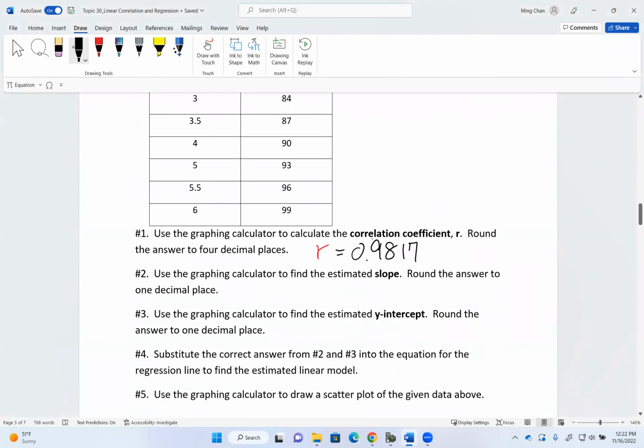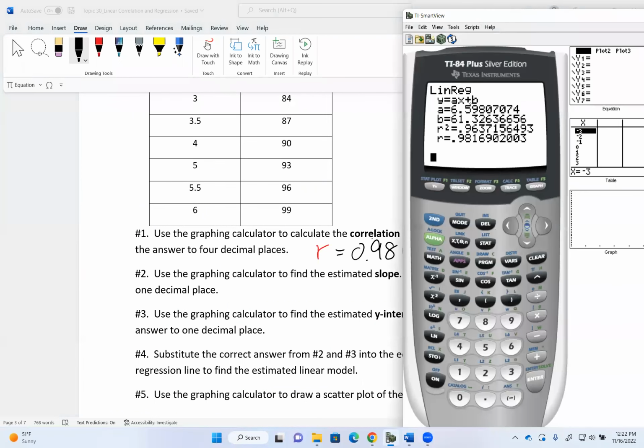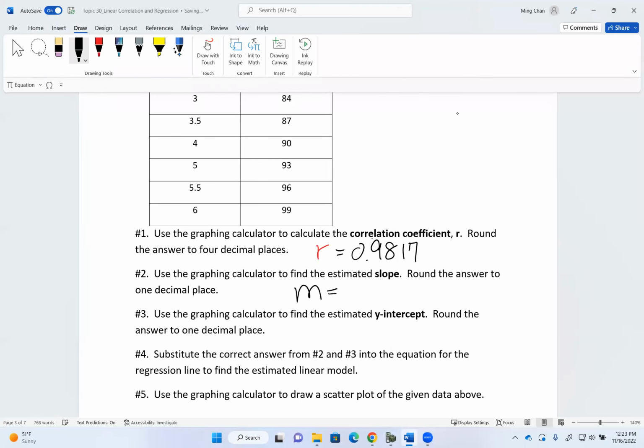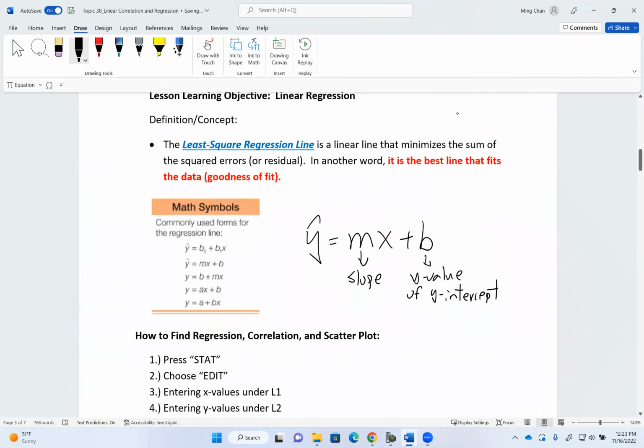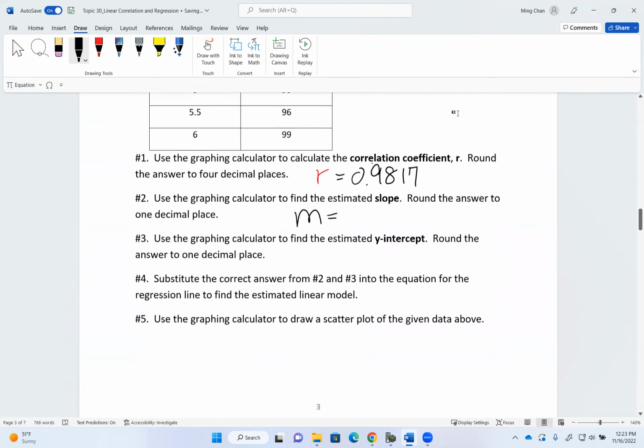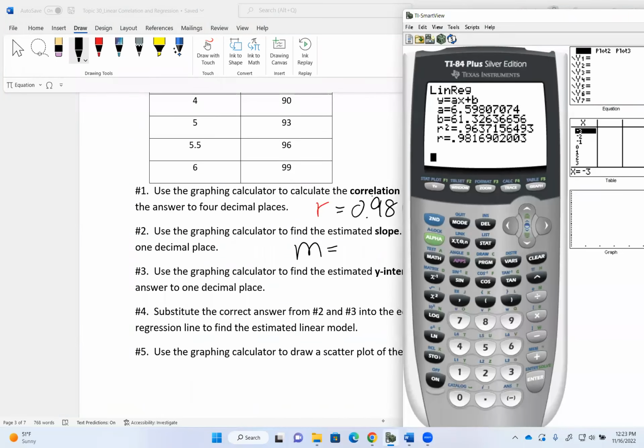Use the calculator to estimate the slope. So ax plus b, right? A is your slope, okay? B is your y-intercept. So A is 6.598 something. Okay, 1 decimal place, so it'll be about 6.6. So slope uses the letter m. You can use a, but normally when it comes to linear regression, we use y hat equals mx plus b. We use this symbol more often. So 1 decimal place, be careful now, a is your slope here, 6.6.